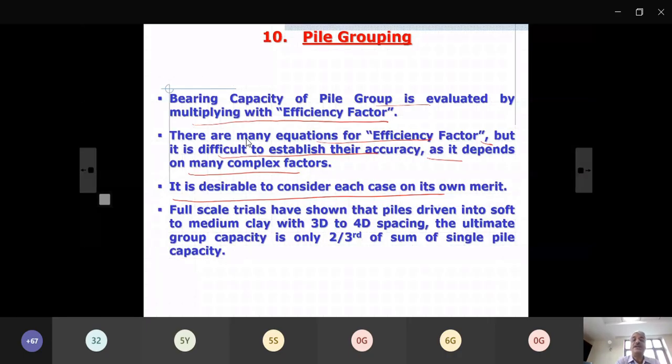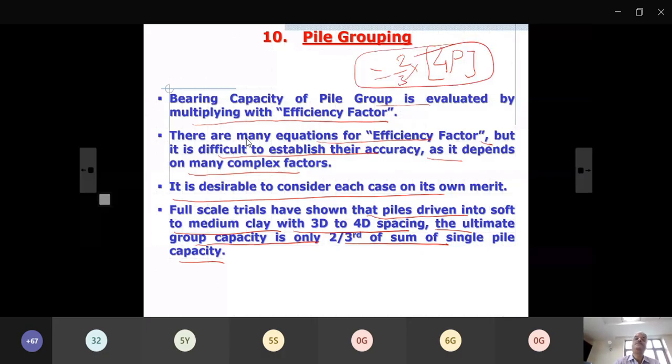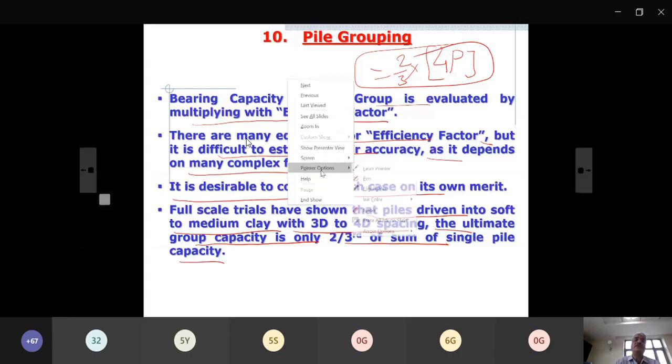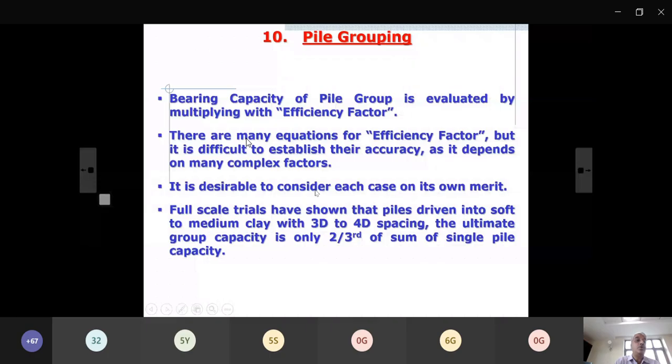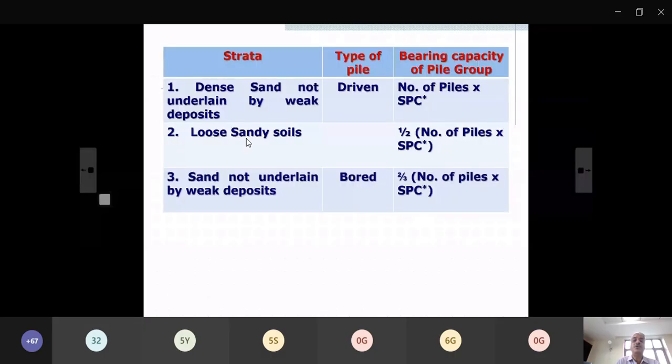So many things depend. Therefore, it is desirable to consider each case on its own merit. However, full-scale trials have shown that for piles driven into soft to medium clay with 3D to 4D spacing, as we have said, 3D to 4D or 2.5 to 4D, the ultimate group capacity is only 2/3 of the sum of single pile capacities. So if each pile capacity is P and you have 4 piles, then total capacity will be roughly 2/3 of that. And nowadays, of course, for very important structures, people do numerical modeling. Even a pile group load test is done sometimes to check the efficiency factor or the capacity of the pile group. And these are again some guidelines given in literature.